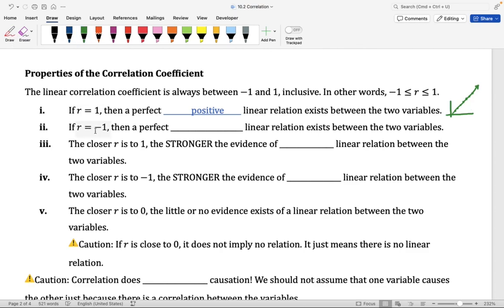Now, what if R is equal to -1? Well, in this case, we still have a perfect linear relationship, or you can think of this as a really strong linear relationship. But notice the R value here is negative. In this case, we would have a perfect negative relationship. If we're being told that R is equal to -1, we can visualize the scatter plot having points such that the points create a perfect line with a negative slope.